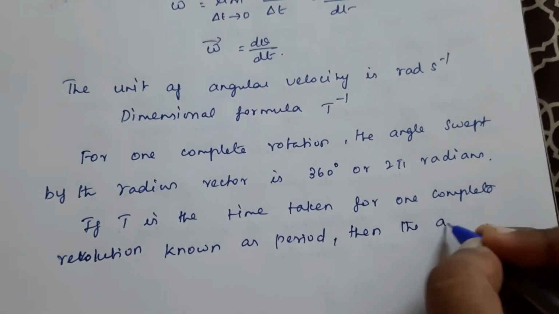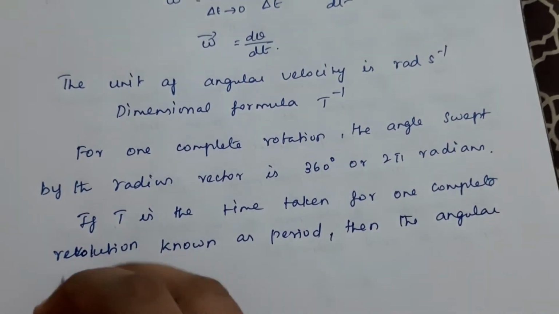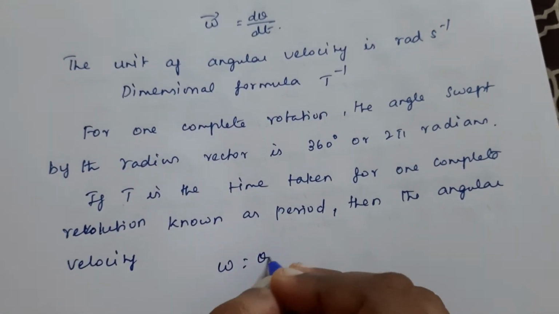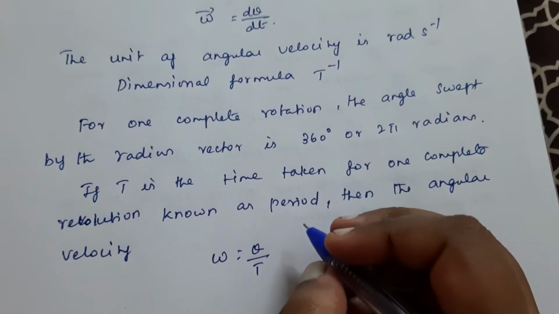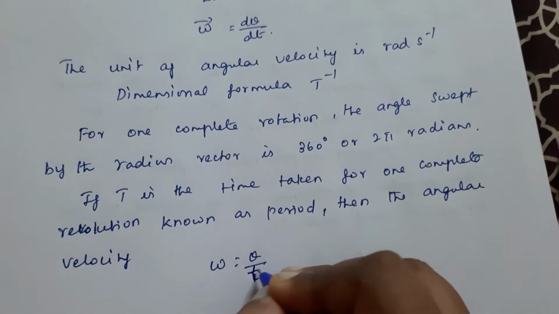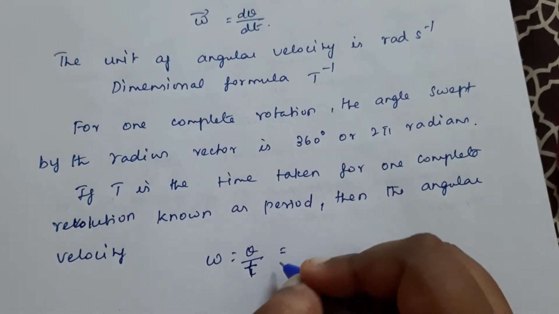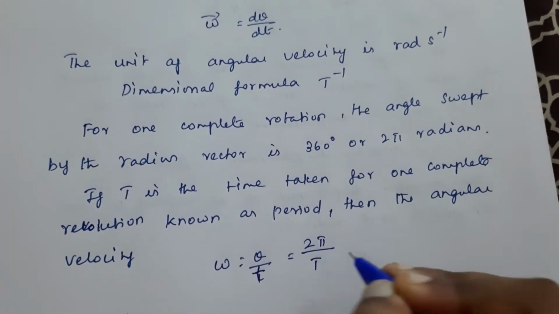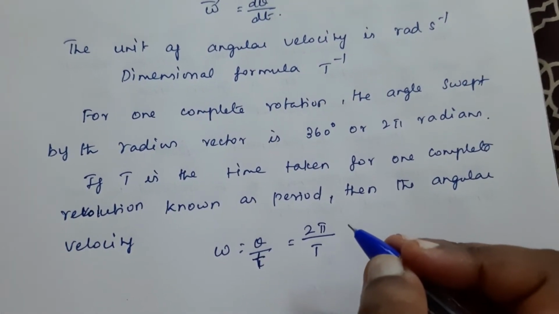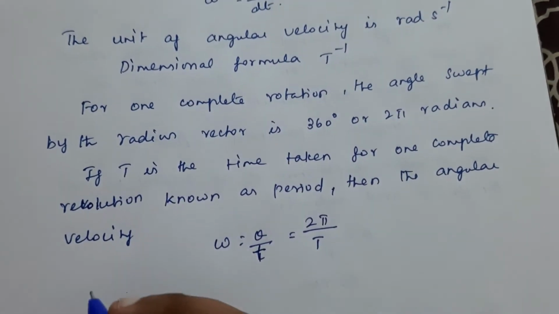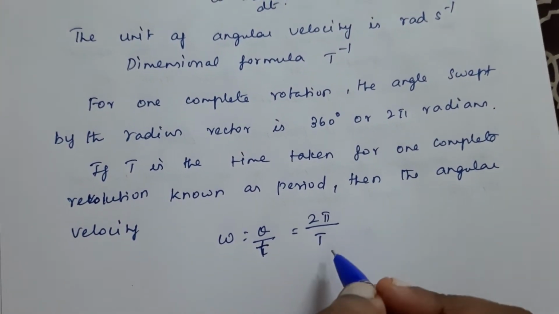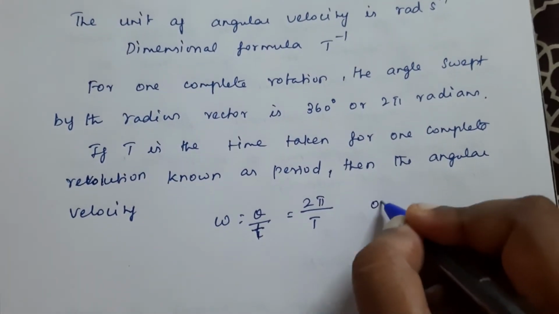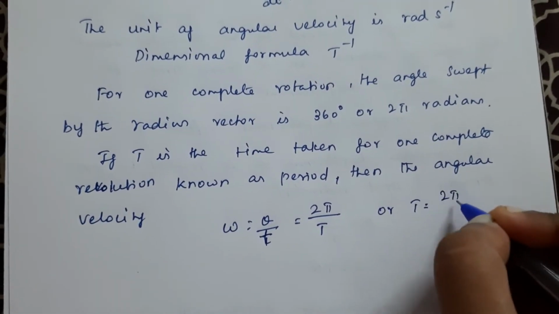Then we can write the angular velocity as omega is equal to theta by t. Theta by small t. Small t I am going to substitute as capital T, theta I am going to substitute as 2 pi. So omega is equal to 2 pi by T. This is in terms of time period. Or you can write time period is equal to 2 pi by omega.